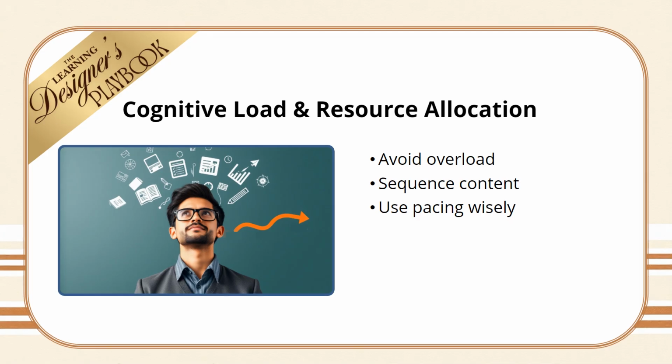Cognitive load is another psychological principle with direct strategic implications. Adults can only process so much information at once. Overload happens when training tries to do too much, too fast. Strategically, we prevent this by sequencing content carefully. We introduce information step by step, building from simple to complex. We pace lessons so learners have time to process, reflect, and practice.